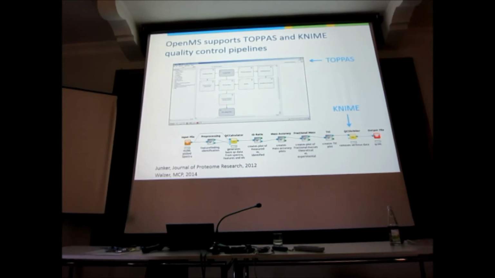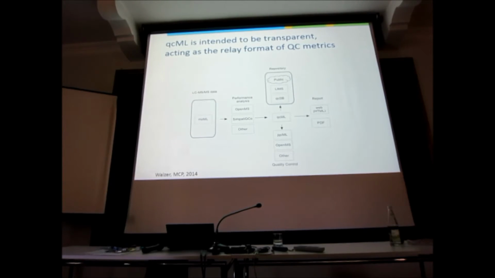Now, another pipeline that does this kind of stuff is the OpenMS pipeline through TOPPAS or KNIME, if you know this kind of stuff. It's published here, these two things. And it also allows you to calculate all of the NIST metrics. And the way it outputs that is in a new thing in QCML. So that's just some technical nonsense about a format intended to be transparent and to act as a placeholder for your metrics.